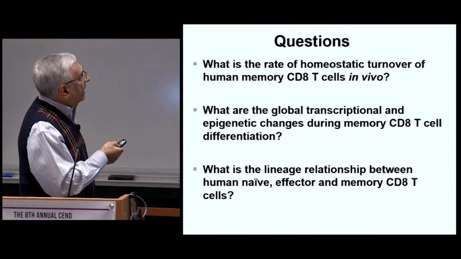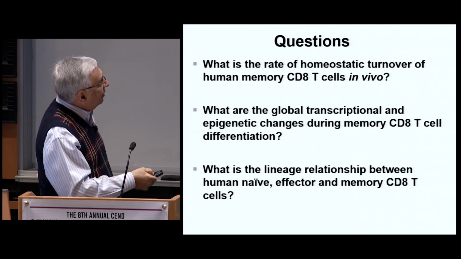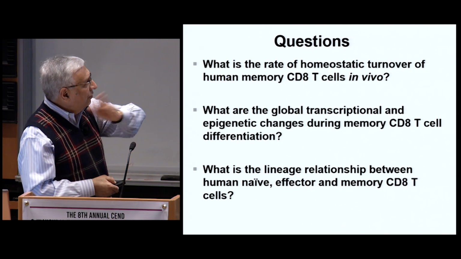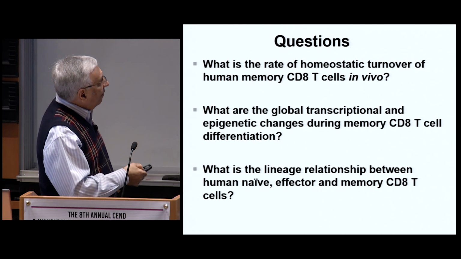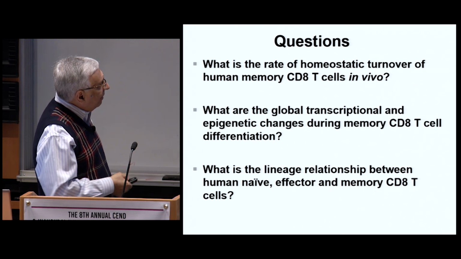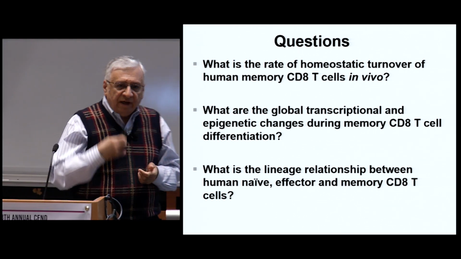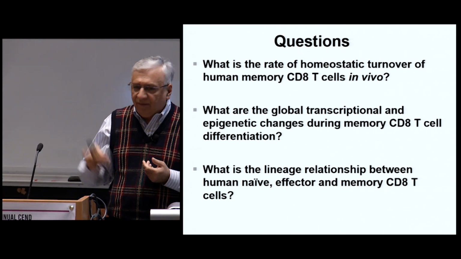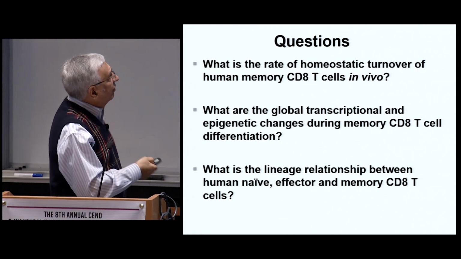Second question we asked is what transcriptional and epigenetic changes happen by analyzing longitudinally in the same individual. Actually, I'm not going to show you this data for lack of time. But at the end, I'll address some issues about the lineage relationship between effector cells and memory cells. So there are 2 parts to this talk. The first is this, and the second one is this.